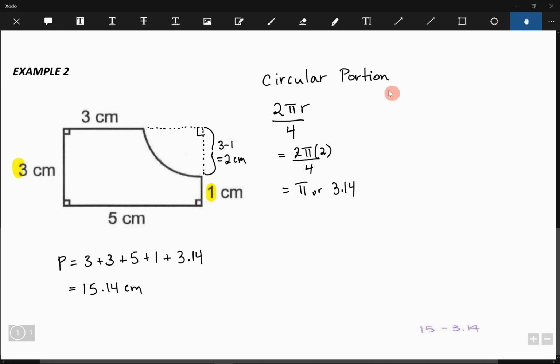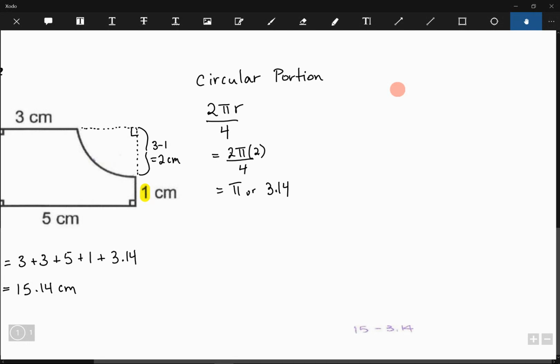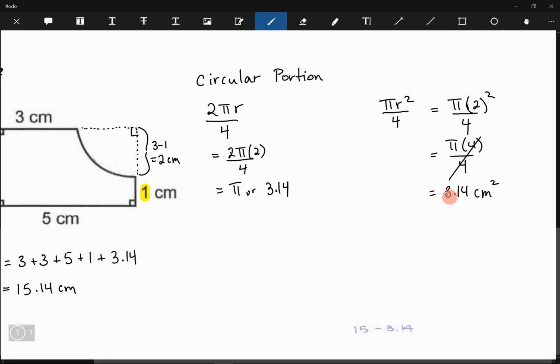Okay, so let's look at the area of the circular portion. So the pi r squared is the area of a circle, but because I'm taking a quarter of the circle, I have to divide by 4. Okay, so this will be pi times 2 squared over 4, and 2 squared is 4, so pi times 4 divided by 4. Those two cancel, leaving me again with an answer of 3.14, but this time centimeters squared instead of just centimeters, because area has to be in square units.